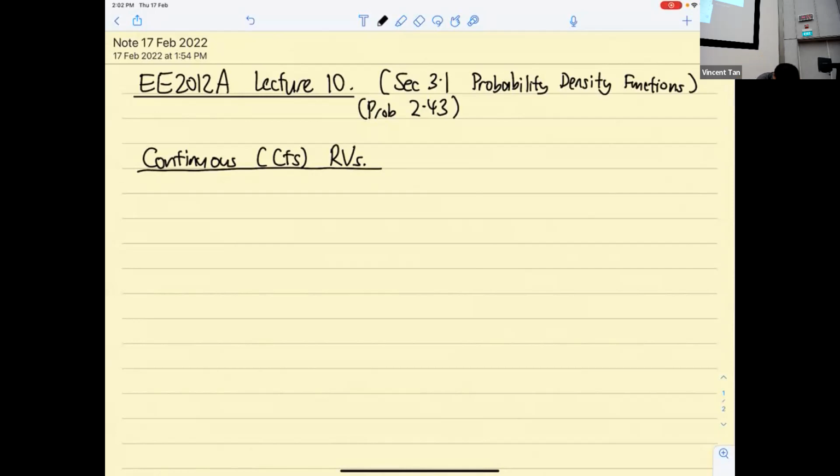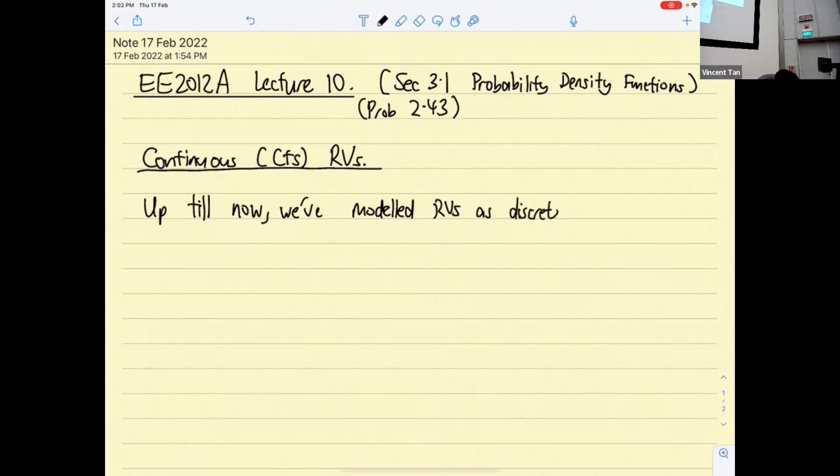And so the motivation is the following. Up till now, we have only modeled random variables, that is outcomes, as discrete objects. So what we have done up to now, all our probability models have been involving, for example, coin tosses, in which we observe heads or tails, or sequences of heads and sequences of tails, or dice throws 1 to 6, like in the quiz.